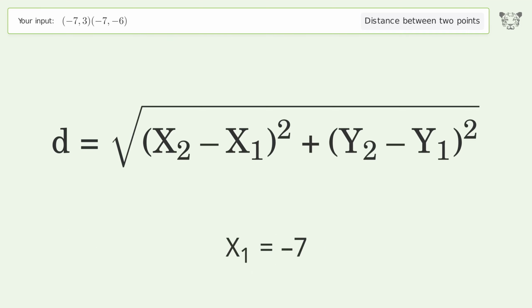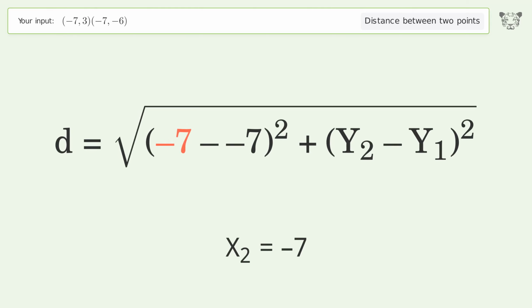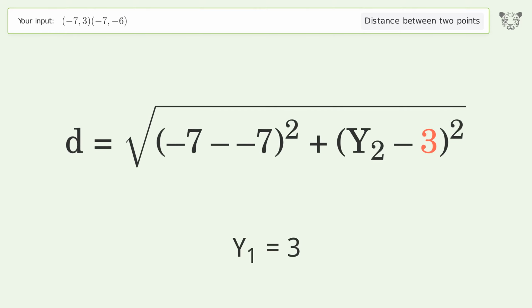x1 equals -7. x2 equals -7. y1 equals 3. y2 equals -6.